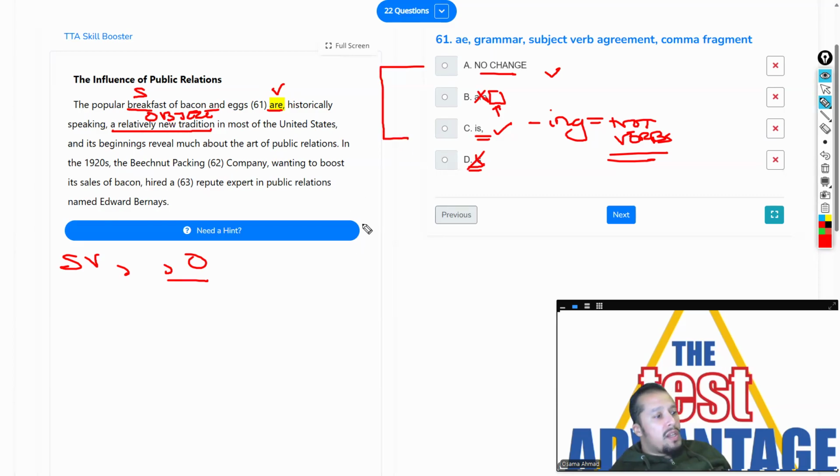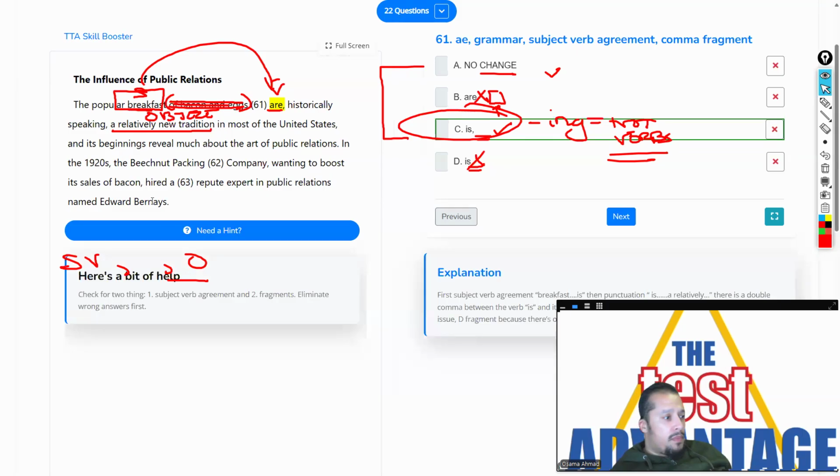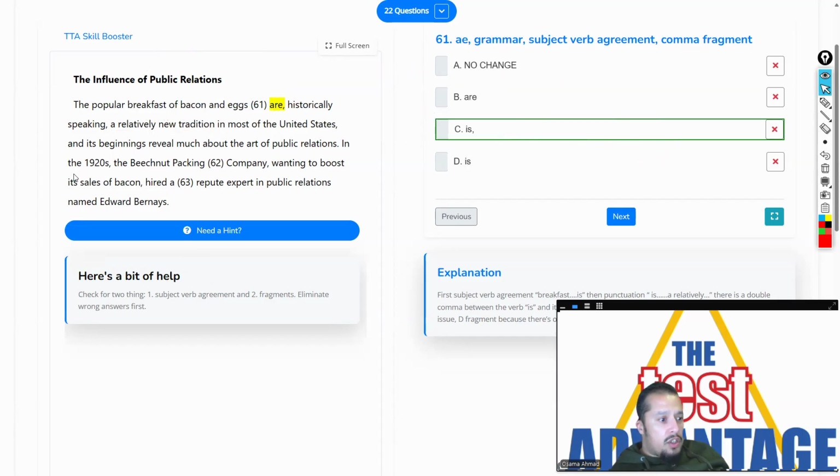Are is. What is the subject of the verb? Breakfast of bacon and eggs. ده preposition يا جدعان, ده يتشال من الجملة. Okay? Breakfast are, breakfast is. Breakfast is. Answer C. Don't just take it as a walk in the park. It's not easy. Don't approach these questions as if they're easy.